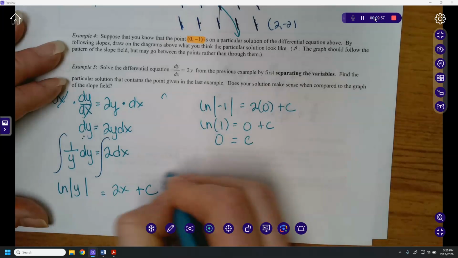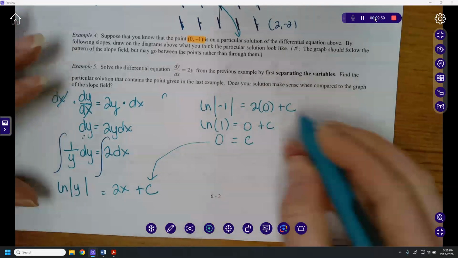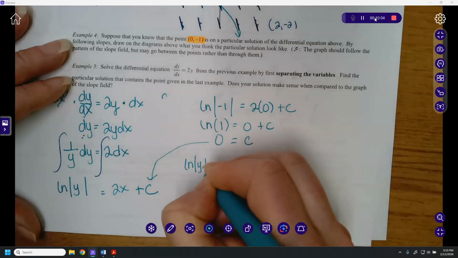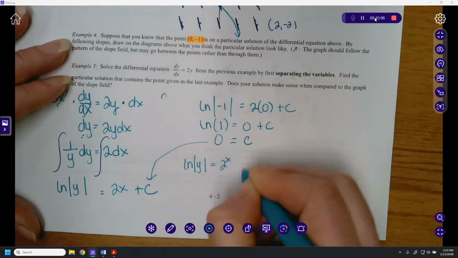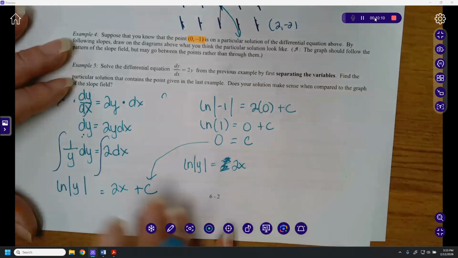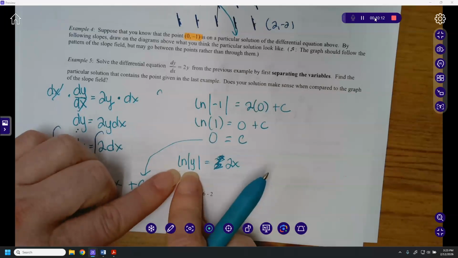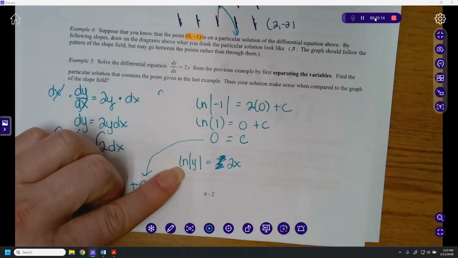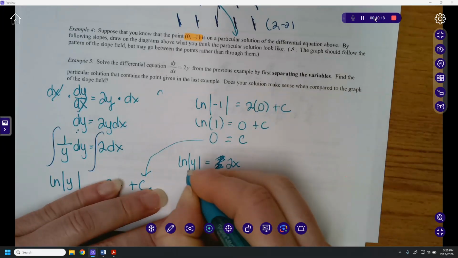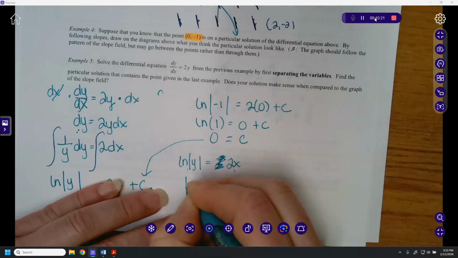So if I put 0 in here, now I have natural log of the absolute value of y equals 2x, sorry, 2x plus 0. So how do I undo natural log? I write it as an exponent. So I have e to the 2x equals the absolute value of y.